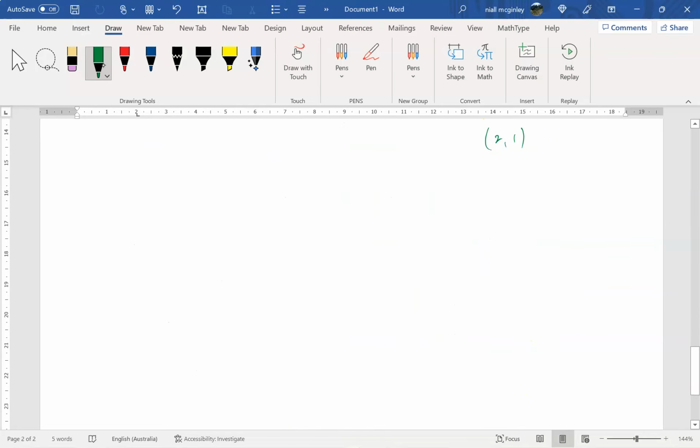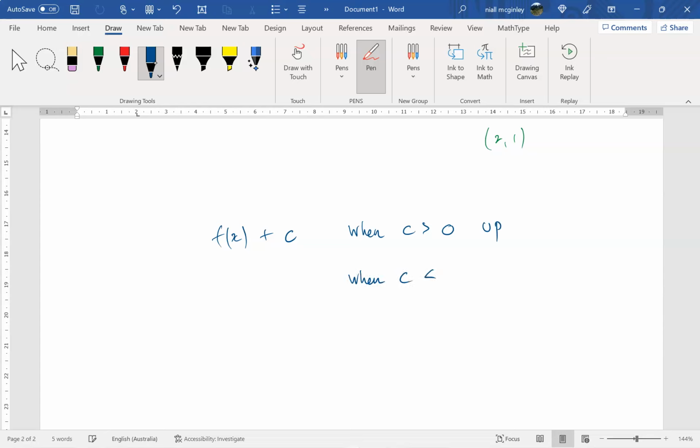So for vertical translations, it's always going to be like this: f of x plus c. So when c is a positive number, that's going to move it up. And when c is a negative number, that is going to move it down.